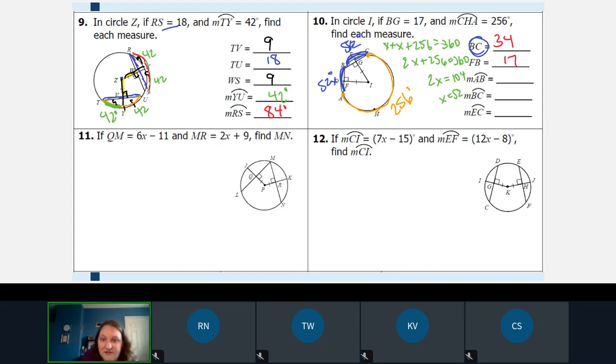So AB we just said was 52 degrees. Measure of arc BC is 52 degrees. And EC, well, EC is half of arc BC. So half of 52, 26.